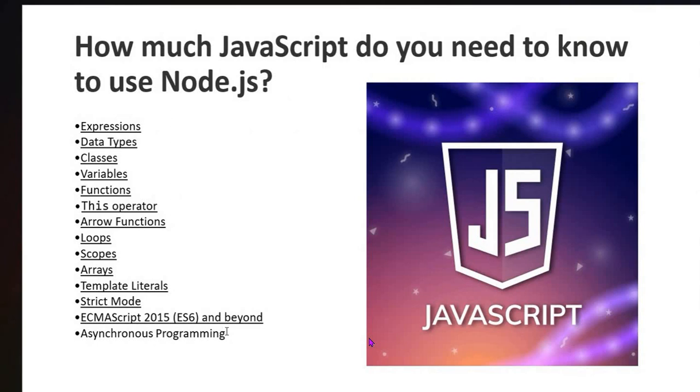So these are some topics that we have to know before using Node.js. They are expressions, data types, classes, variables, functions, this operator, arrow functions, and many other topics. So we need a small knowledge of this before using Node.js, because Node.js is totally dependent on JavaScript. In the MERN stack, the whole MERN stack is dependent on JavaScript. So these are the main topics that we should know before using JavaScript frameworks or any other framework related to JavaScript.